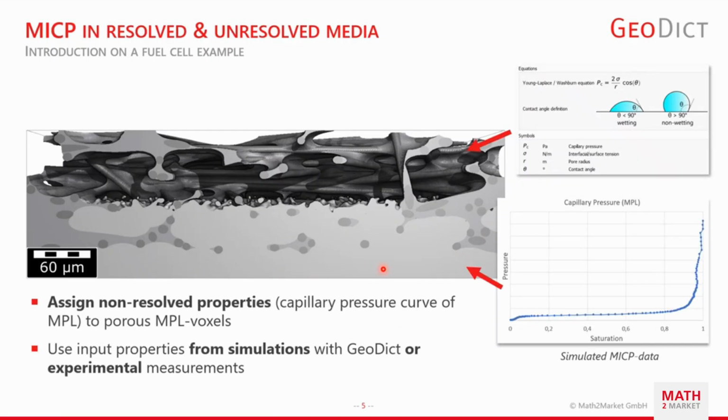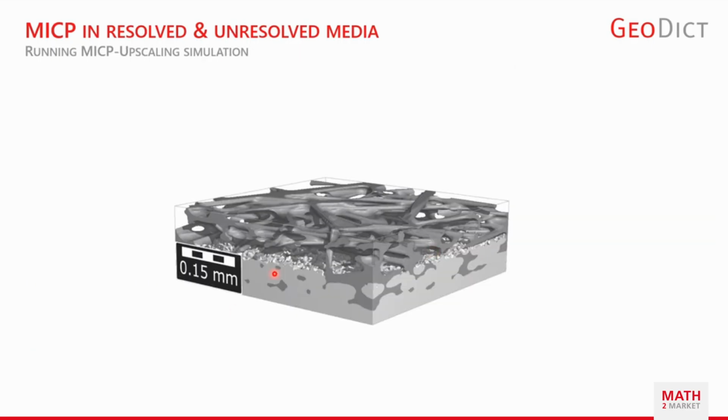First of all, for doing upscaling, we need the function of the capillary pressure curve for the unresolved part of the structure. That can come from experiments where you have solely analyzed the microporous layer, but that can also come from a former GeoDict computation where you have generated a microporous layer, for example, and run the capillary pressure command of the GeoDict module. Then you would be able to assign this capillary pressure function to that porous material on this structure, where you can then, by using upscaling, compute the bulk capillary pressure curve. And that would look like this.